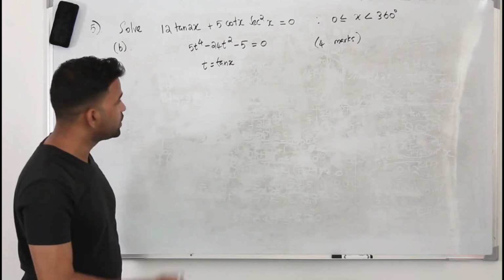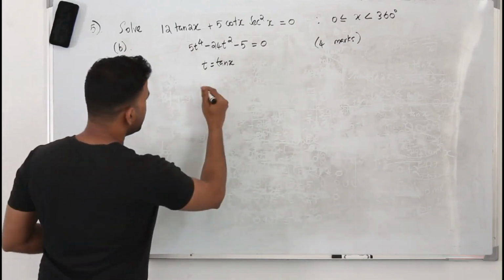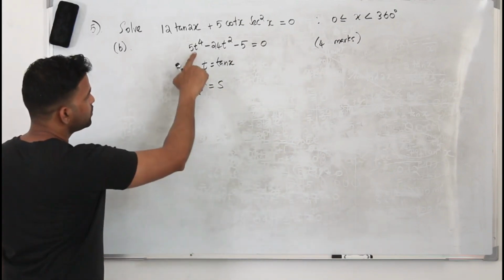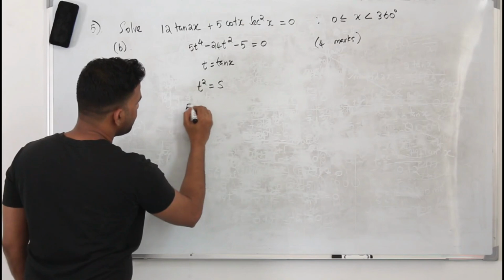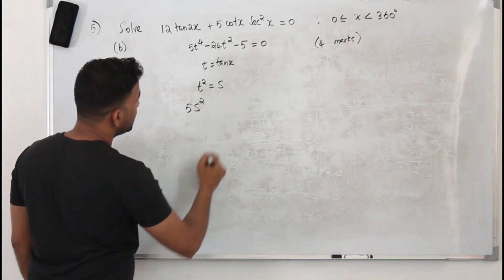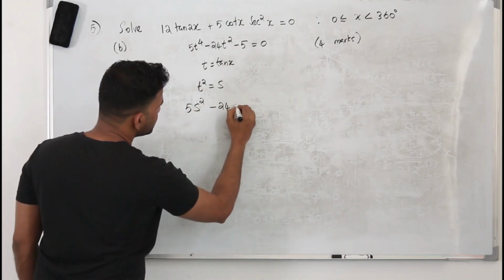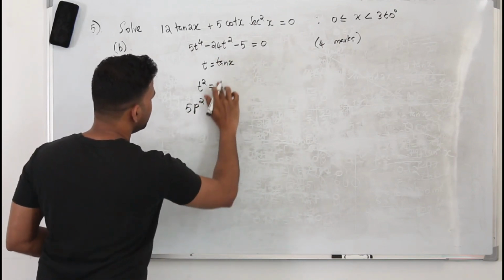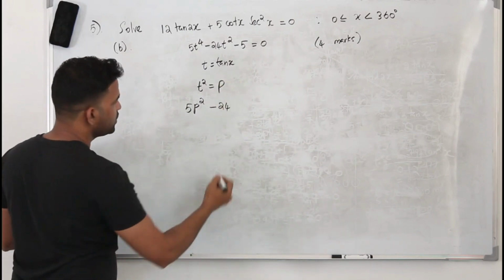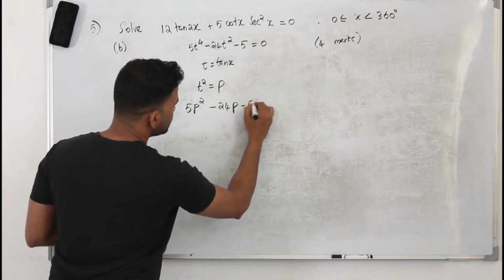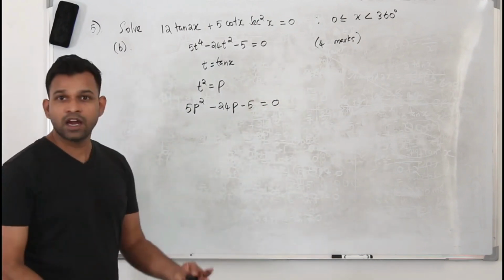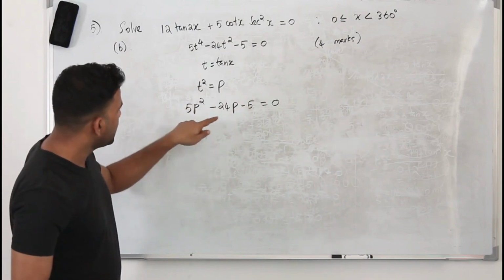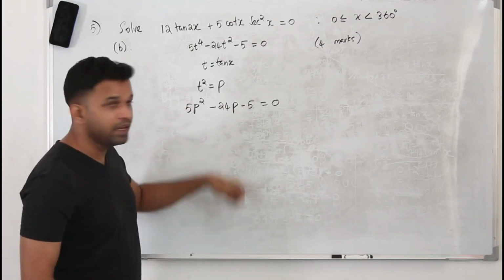When you look at this equation, I'm going to introduce another variable S. Take T square as S. So when you substitute T square as S here, we have 5S square minus 24S. Maybe it looks the same, so I use another letter, P. 5P square minus 24P minus 5 is 0. Now we got a quadratic equation. We know how to solve this quadratic equation. Use any method and you can find two values of P.